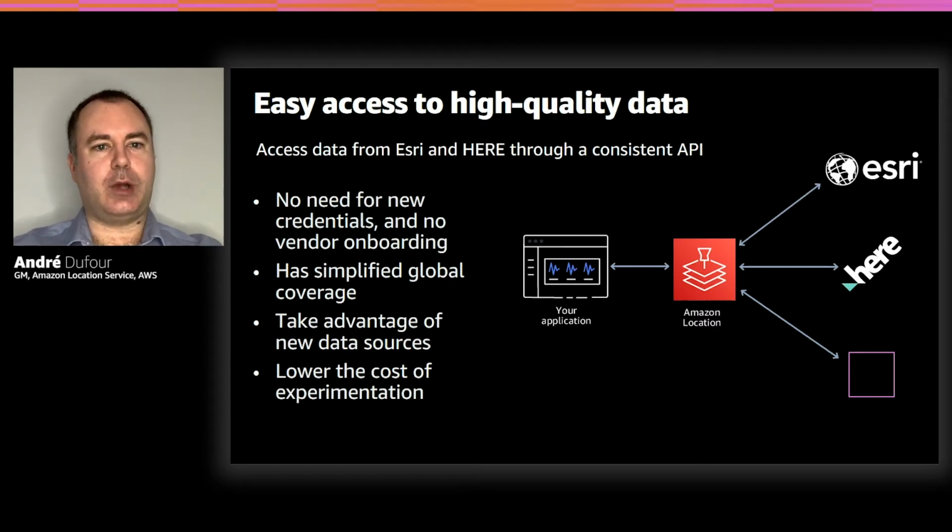You have an API contract with Amazon Location Service, which in turn serves you up data from Esri and Here and future data partners that we may add using a consistent approach. And so as you're transitioning between providers, you don't have to redo all your business logic, you don't have to create any new integrations, don't need to onboard any new vendors or manage any different security credentials. You have a relationship with Amazon Location Service. And so this really makes it simpler for you to achieve global coverage, take advantage of new data sources as we add them, and lower the cost of experimentation.